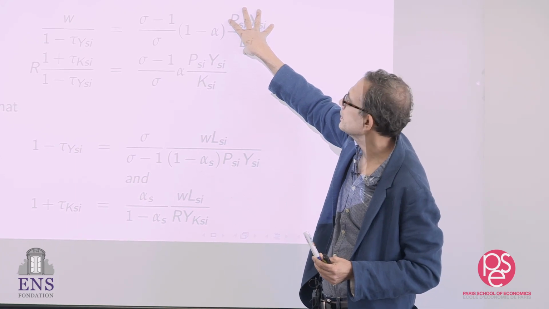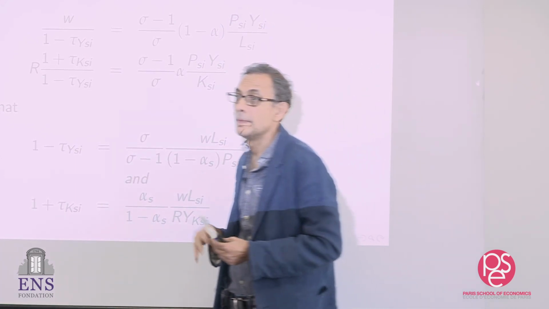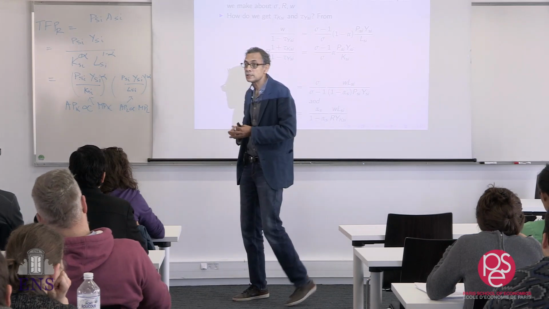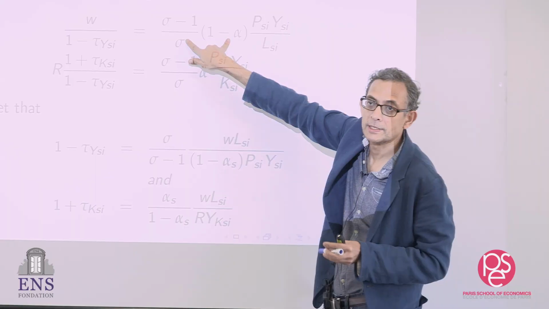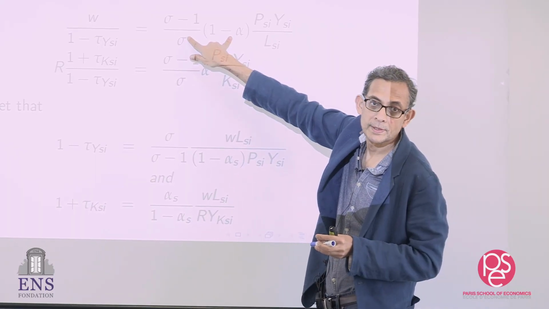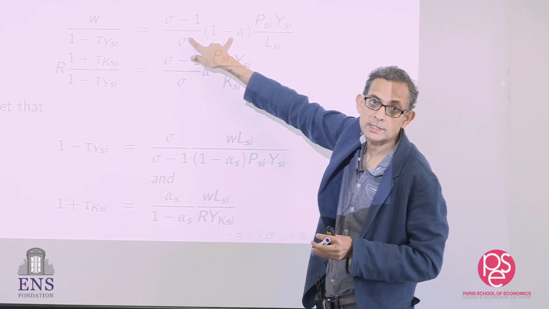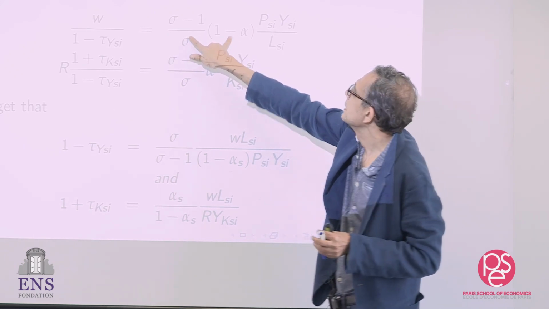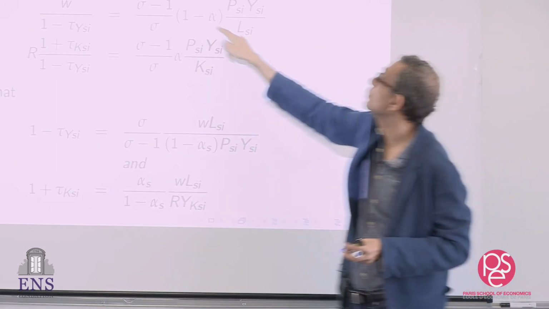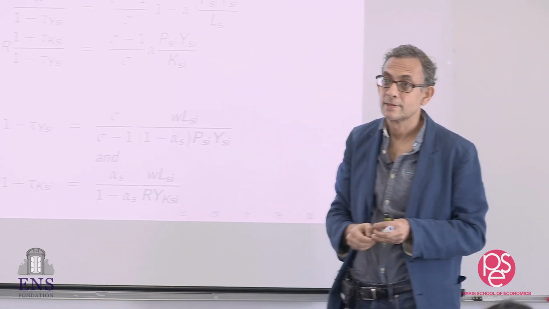The average product is proportional to the marginal product. What is the constant of proportionality? This is the constant of proportionality. I went through this last time, but you should look it up. Okay? And we still need to know these two numbers.